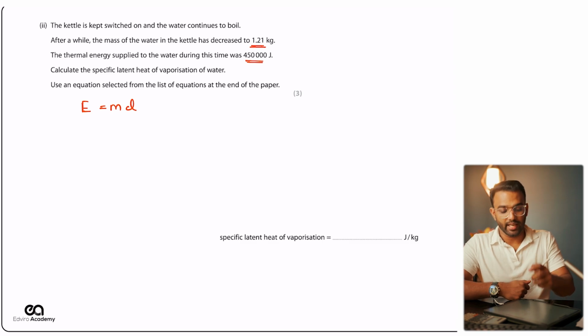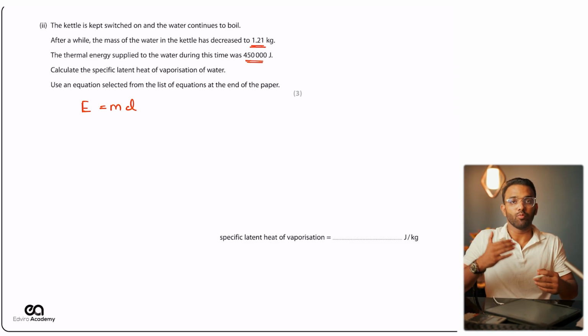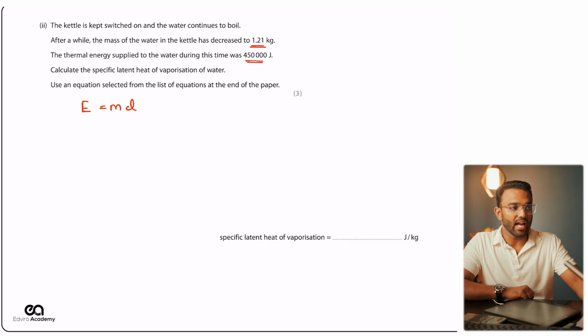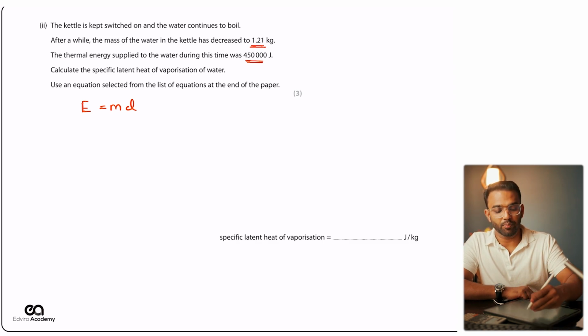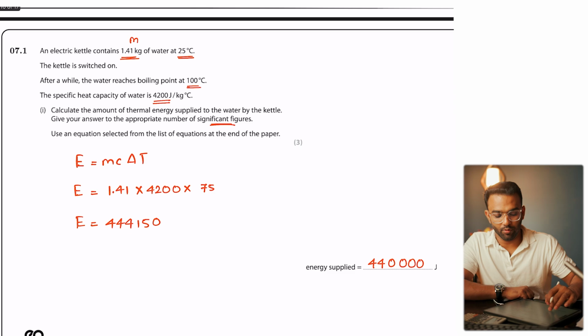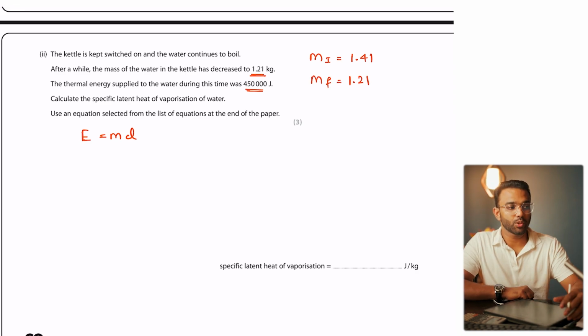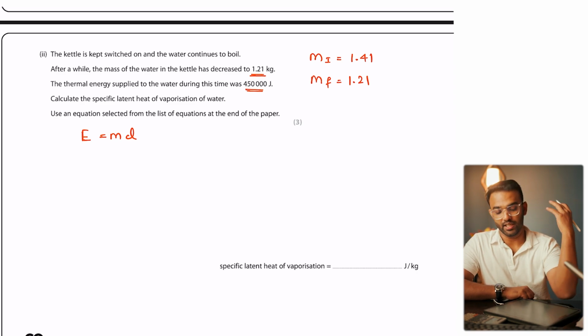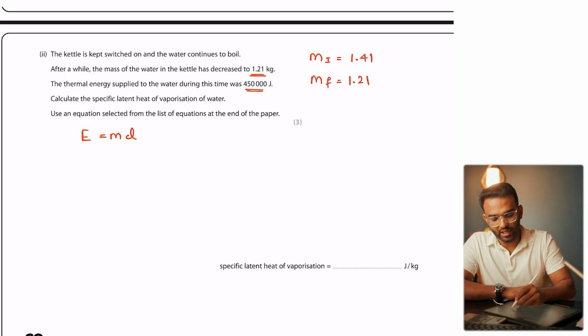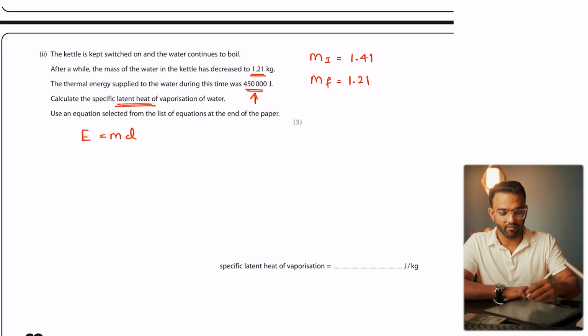And mass here is the amount of water which changed the state, and therefore we got to go back to the previous mass. So initially the mass was 1.41. All right, that was the mass right there. Do you see that? 1.41. And the mass finally is 1.21, which means the difference was converted into steam, change of state. So it's asking you to work out the latent heat, and the energy supplied during that time while the mass converted is given.